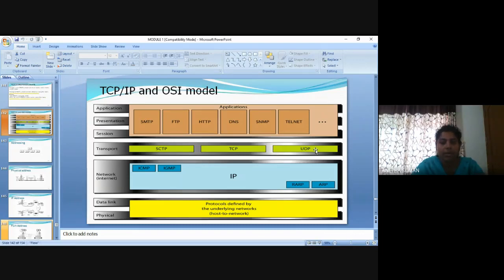But TCP is not like that. It is used where full data delivery is a must. Wherever you require all the data, you will make use of the TCP protocol. Example, email, where data delivery is a must. So the main protocols used in the transport layer of TCP/IP are TCP and UDP. Now the third one is SCTP, that is Stream Control Transmission Protocol.